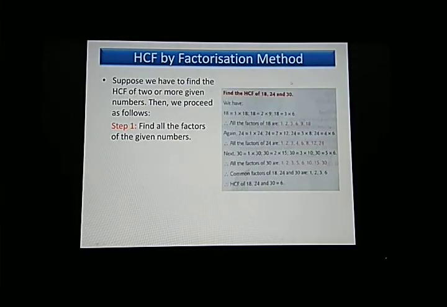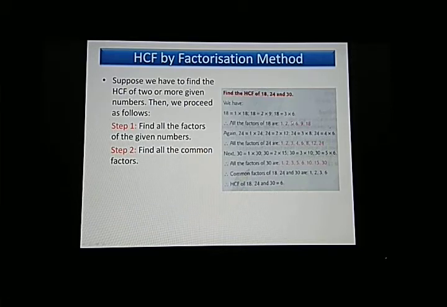In this way, say for example you are given 18, 24 and 30, and you are told to find out the HCF of these. So we have found out all the factors of 18, all the factors of 24 and all the factors of 30. Then after that we have to find all the common factors. So we have to see which are the common factors. 2, yes, 2 is there in 18, 2 is there in 24 also, 2 is there in 30 also. Yes, 1 is also there. Obviously 1 is a common factor of any number.